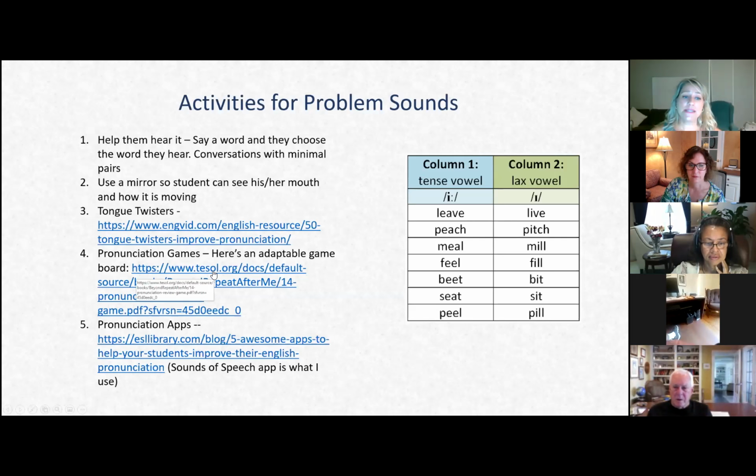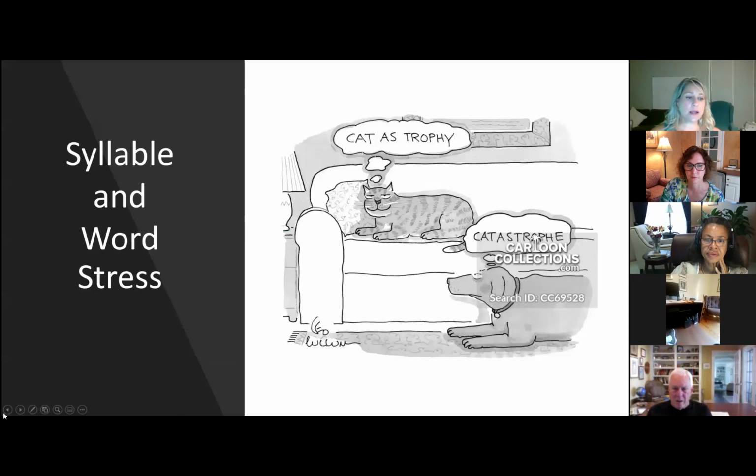There are some pronunciation games here for you. And then this link right here gives you some pronunciation apps. I think there are 5 of them, but the one that I was using was Sounds of Speech. I'm not sure if it's listed on this list, but there are many out there that are free, so students can just download them. Okay, let me make sure before, yep, I'm going to stop right here.